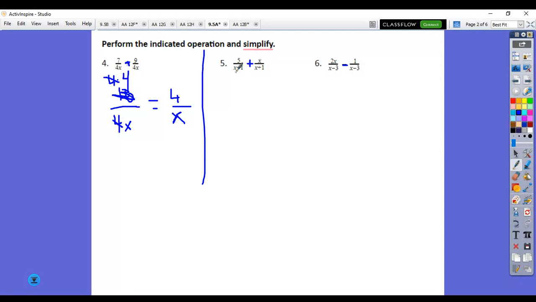Number 5 has a common denominator, so you go straight across. 5 plus x. Well, 5 and x are not like terms, so I can't add them together. I just leave them as a separate term, and there's nothing I can do.